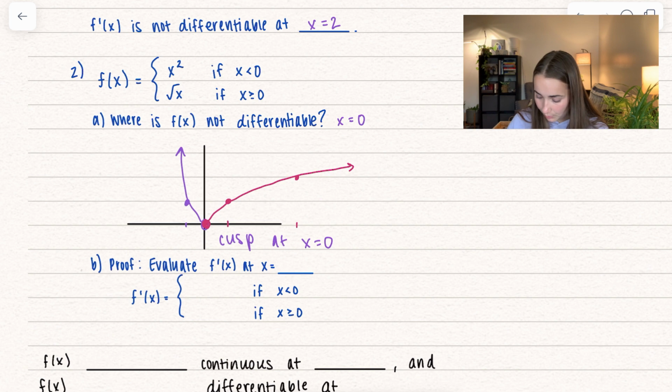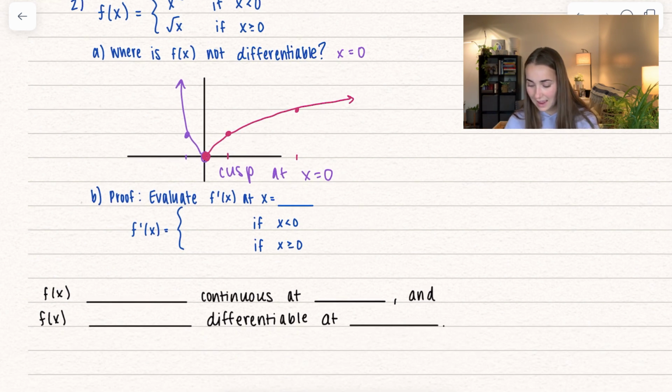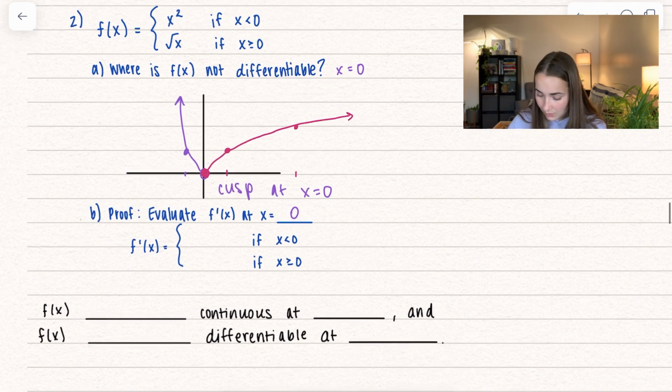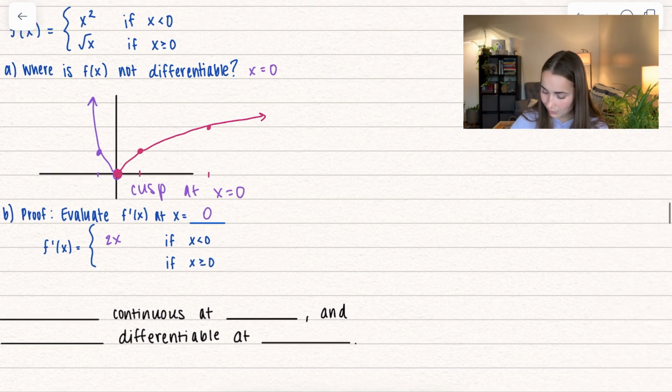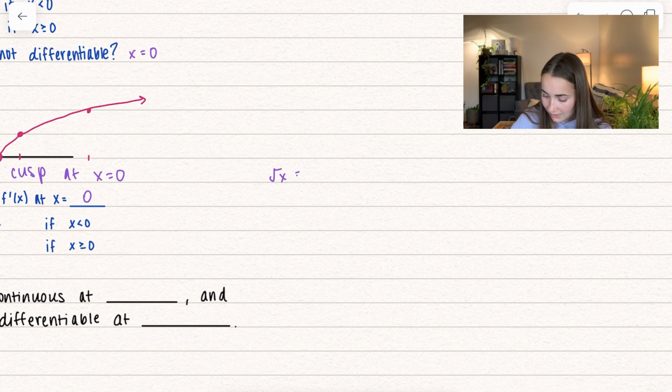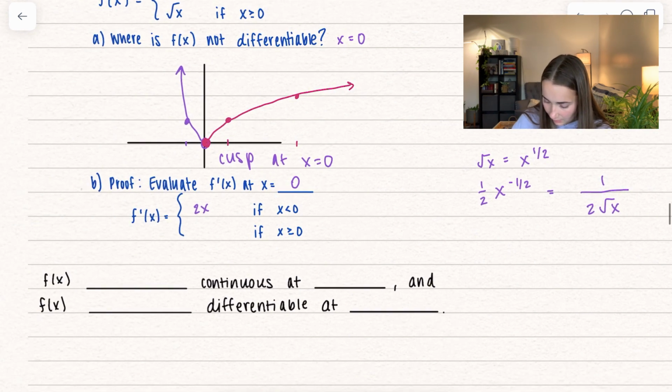Let's go ahead and do our proof. So we want to evaluate f prime of x at x equal to 0, and I'm going to do that by taking the derivative. So if we take the derivative of x squared, we get 2x. And now let's go ahead and take the derivative of the square root of x. Remember, the square root of x can be rewritten to have a power of 1/2, which means we can go ahead and apply power rule. So I get 1/2 x to the 1 minus 1/2, which is negative 1/2. I can rewrite that as 1 over 2 times the square root of x.